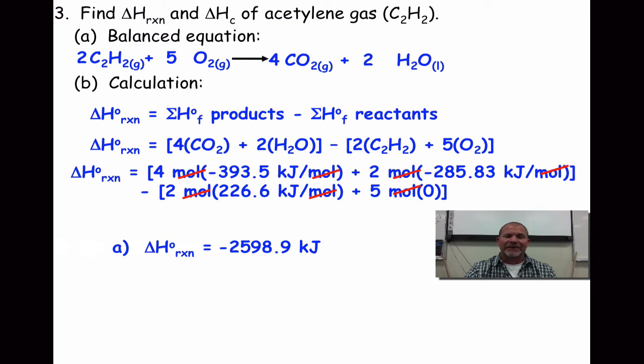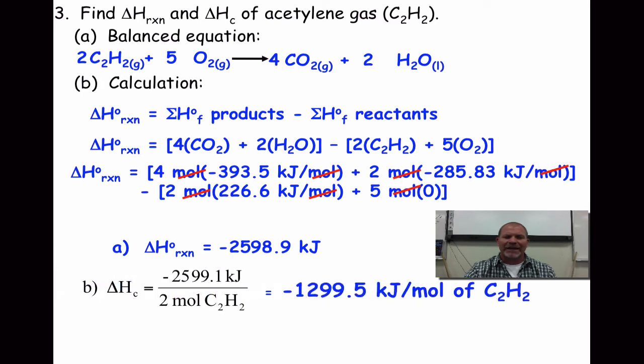Now I want to know specifically per mole of acetylene, so I divide by 2. 2 moles, my balanced chemical equation. Divide by 2, and it takes half that, a negative 1,299.5 kilojoule per mole, and that's of my acetylene.